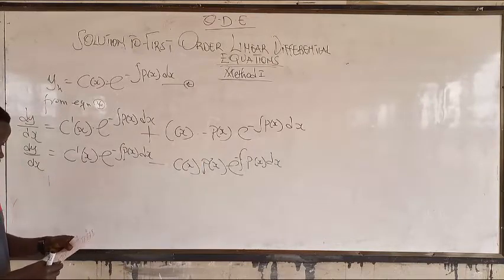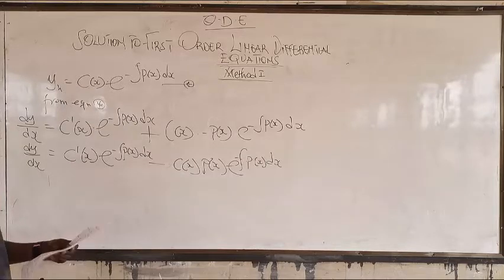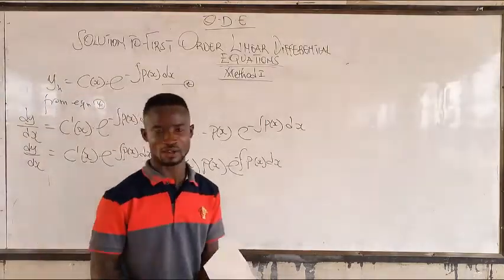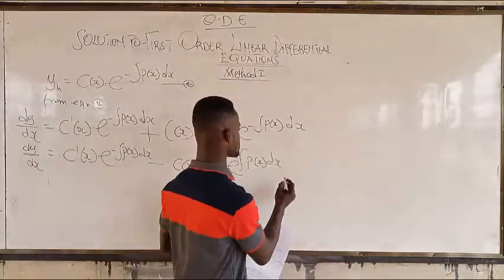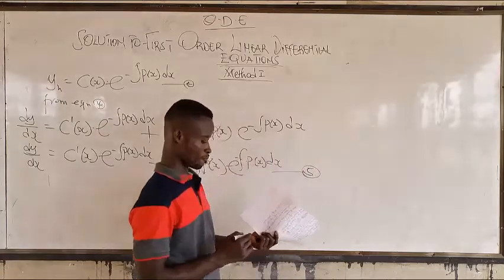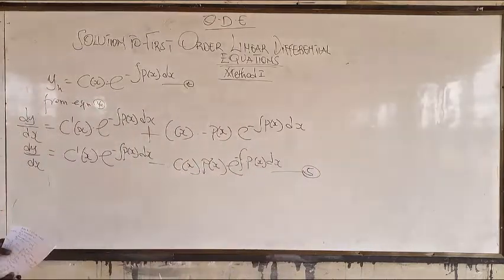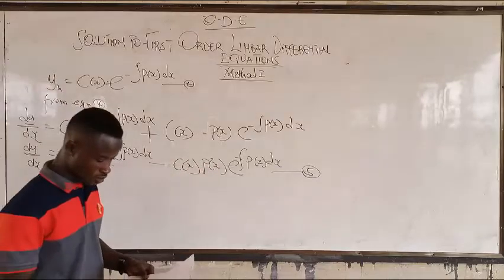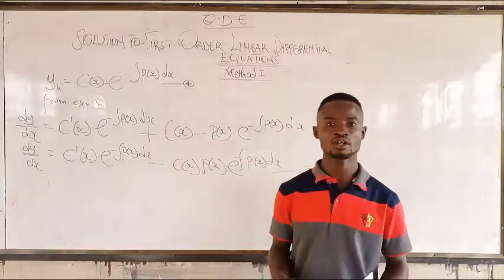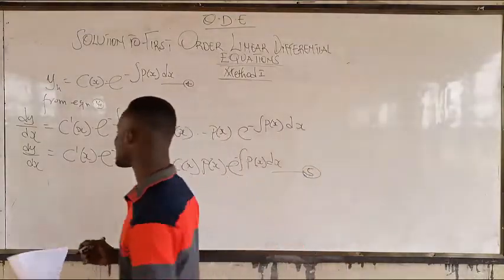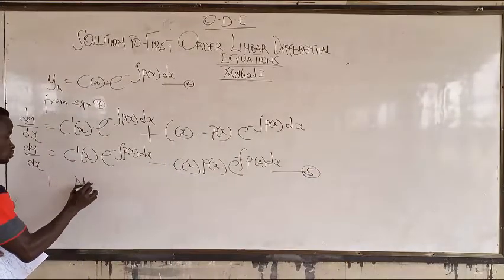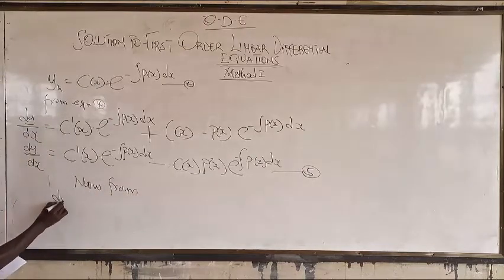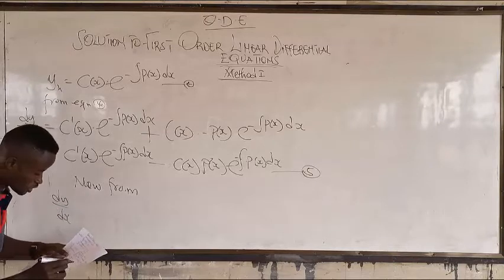So from what we have now, this is a simplified form and we can't do anything about it. So we name this equation 5. Alright. So now we have dy/dx to be equal to this, which is equation 5. So we are now going to take it from the general equation for the first order.